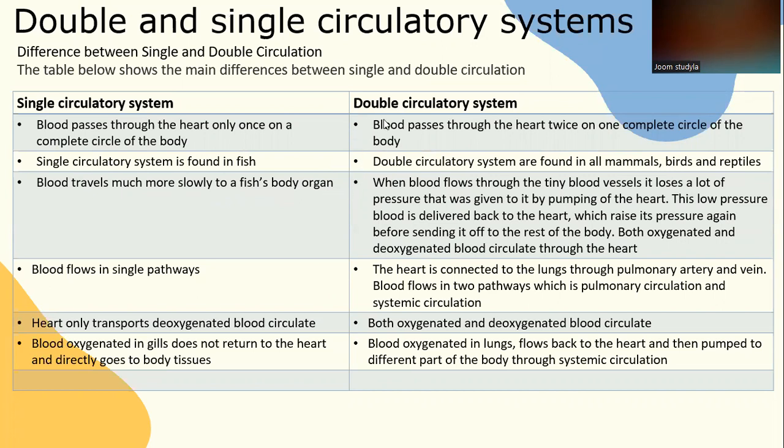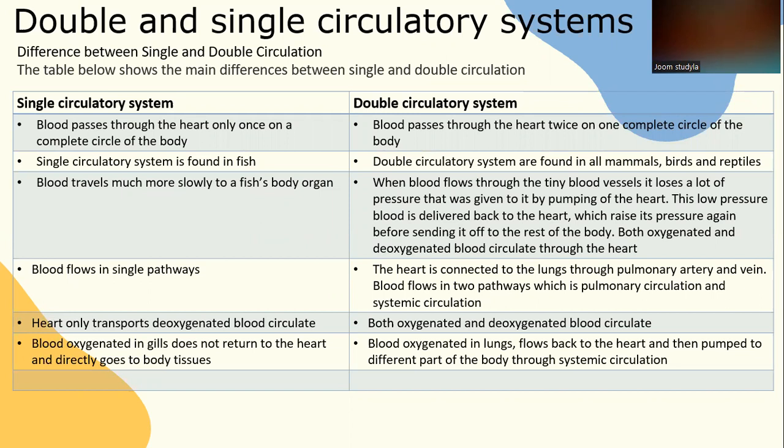Whereas in the double circulatory system, when blood flows through the tiny blood vessels, it loses a lot of the pressure that was given to it by the pumping of the heart. This low pressure blood is delivered back to the heart, which raises its pressure again before sending it off to the rest of the body. And both oxygenated and deoxygenated blood circulate through the heart.